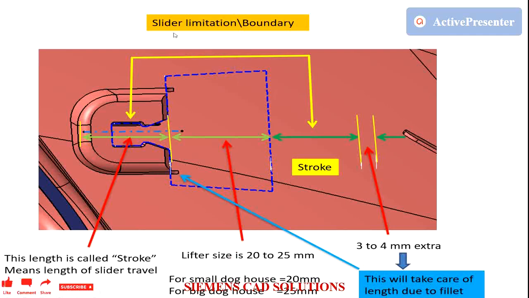So here we will see about the slider limitations and boundary. Whatever is mentioned in blue is the slider profile. From this yellow mark to this one is called the stroke. This is the distance the slider is going to travel, and then we have this lifter area. Once the slider is sliding out, after that it will move in Z direction with the help of this lifter mechanism.